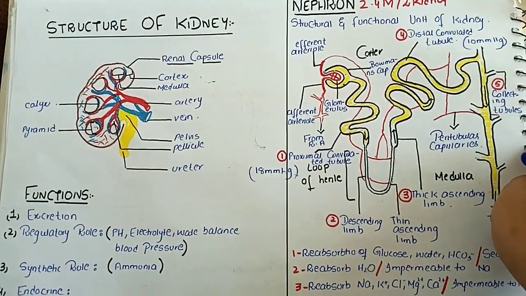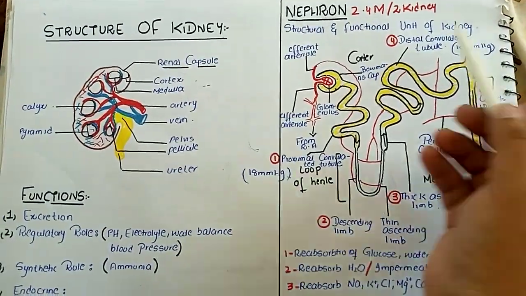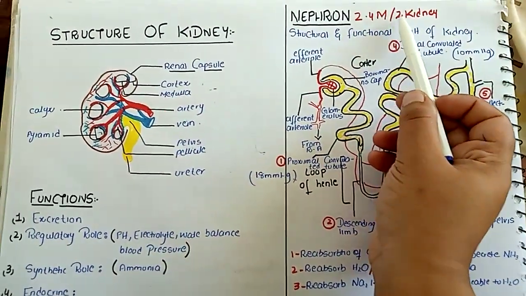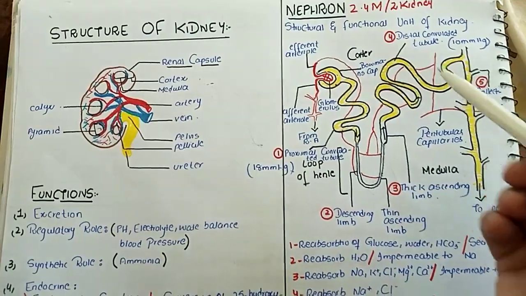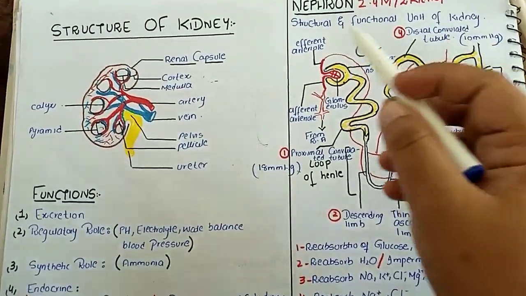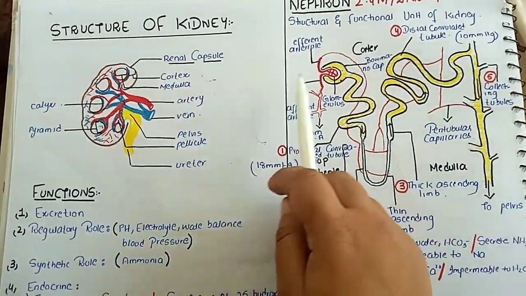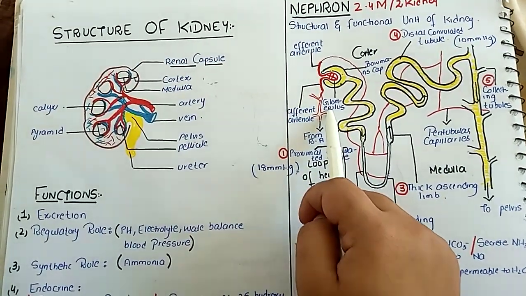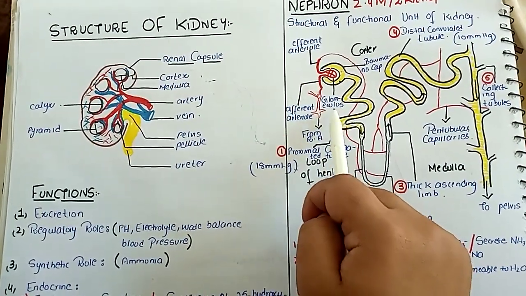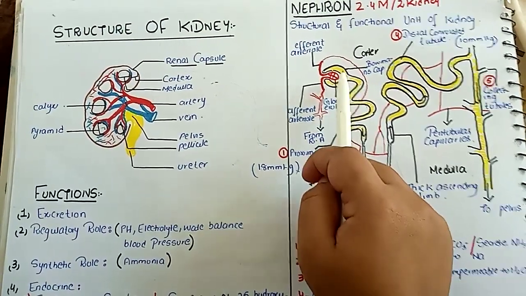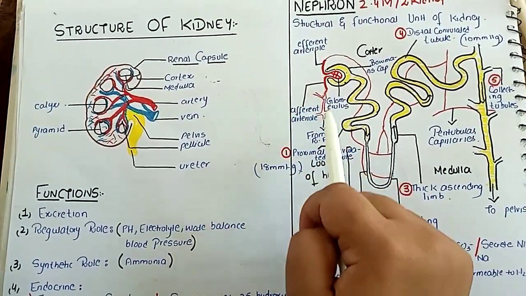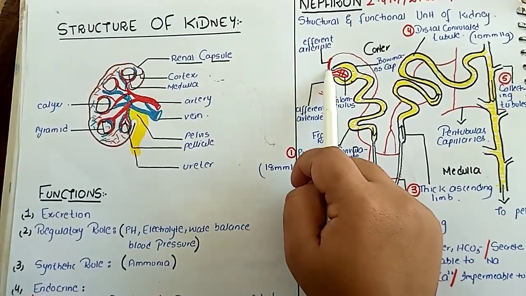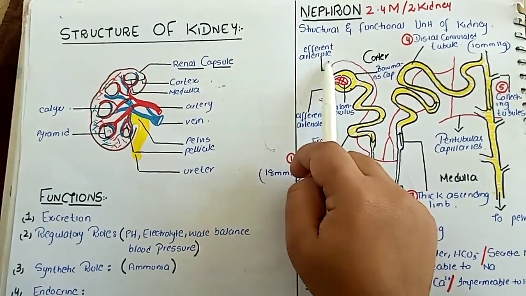Now I will explain the structure and functional unit of the kidney, which is the nephron, and there are 2.4 million nephrons in two kidneys. This is the structure of the nephron and the important parts of the nephron. The first one is the glomerulus. The glomerulus is basically a branching system of capillaries within the Bowman's capsule, and blood enters the glomerulus through the afferent arterioles and leaves the glomerulus through the efferent arterioles.